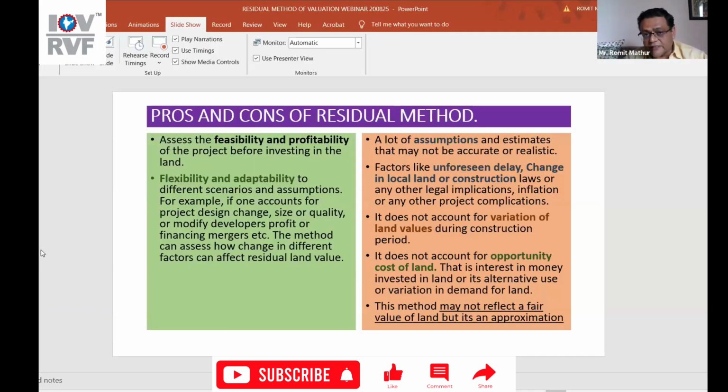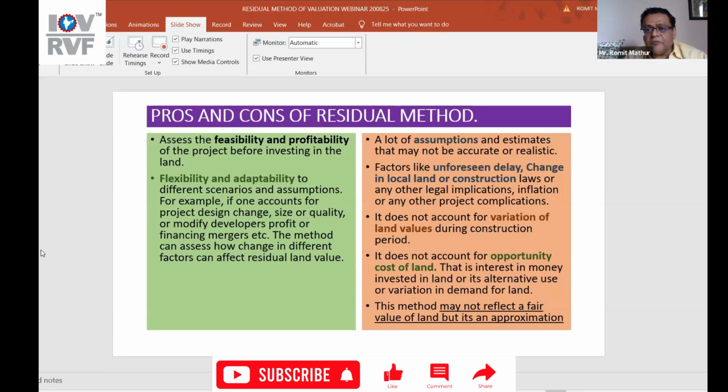Now there are a lot of cons in it. A lot of assumptions and estimates that may not be accurate or realistic. That is the biggest challenge in this method. If someone can come to very good and correct assumptions, the only silver lining in this is that if the market is changing, then you have a matrix, you have an Excel sheet.